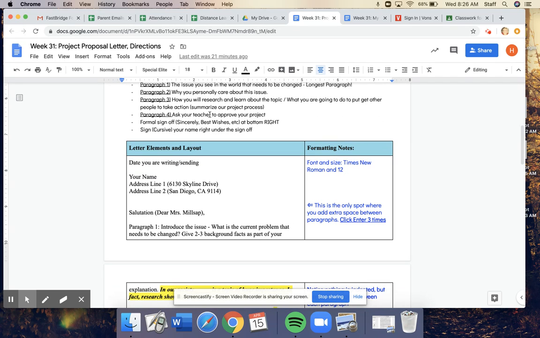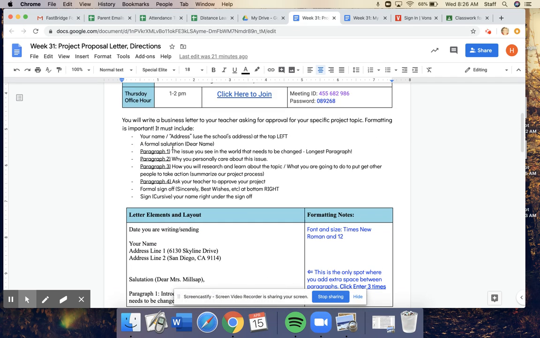So what you're going to do is include your name and address. You're going to use the school's address, obviously, for safety reasons. You put the date at the very top, the date that you're writing it, and don't worry about changing that for whatever day it's due. You can put today, you can put tomorrow, you can put the day it's due, but please write it out.